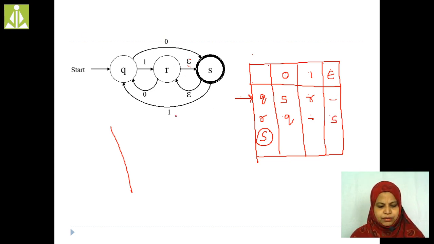S on 0. Is there any S on 0? No. S on 1, Q. S on epsilon, R.